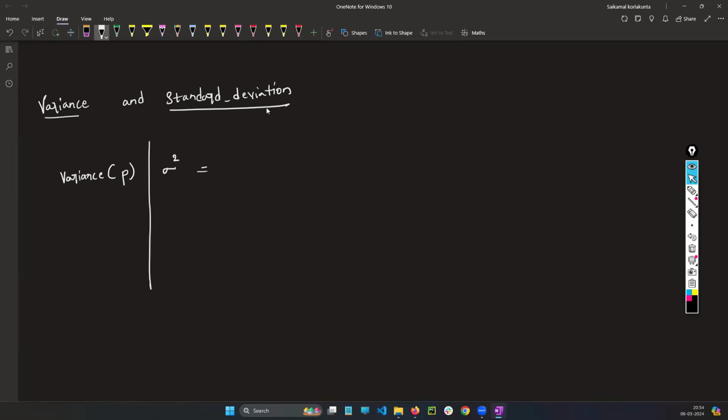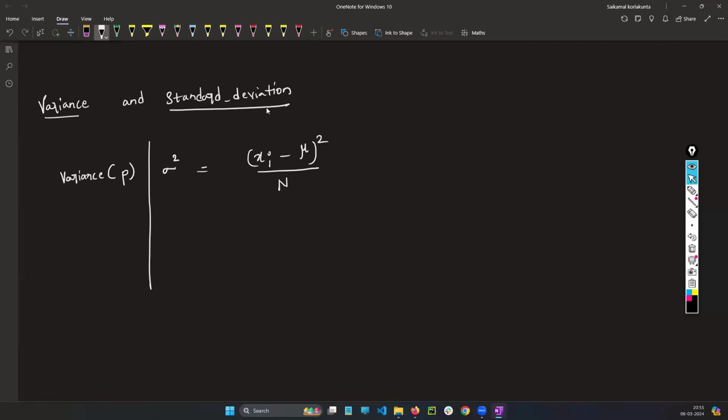Sigma square is equal to each and every data point minus its mean, whole square, divided by capital N. Capital N for the population data. This is the formula for the population data.